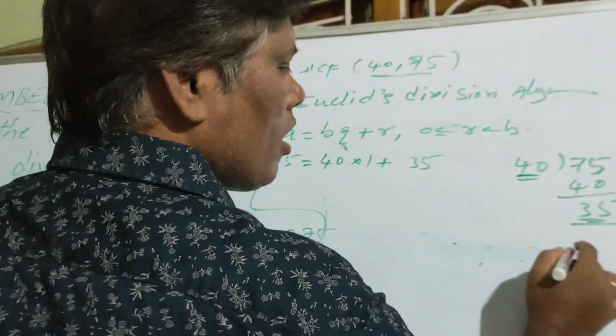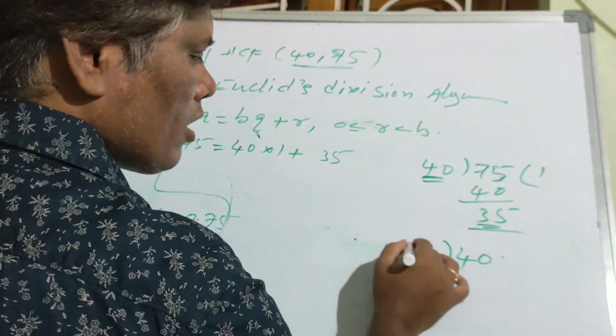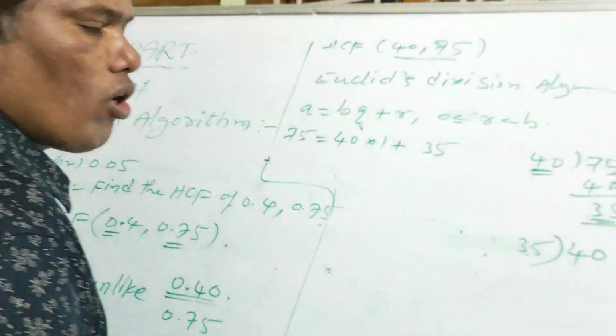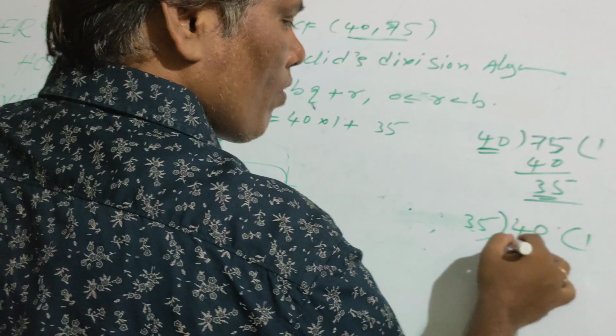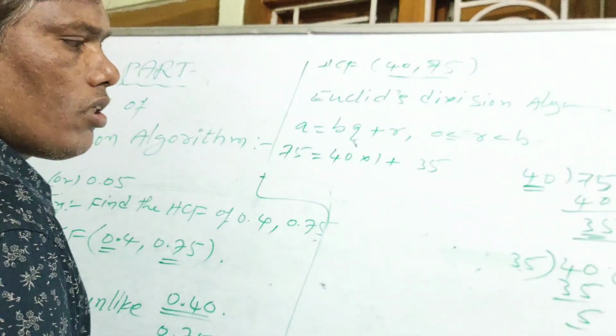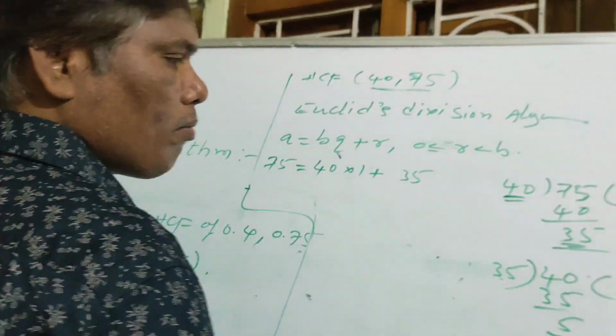In this, the larger number is 40 and the smaller number is 35. Let us divide the larger number by the smaller number. Then what will we get? 35 on the 35, 40 minus 35 is equal to 5. So of course here also we did not get the remainder 0.